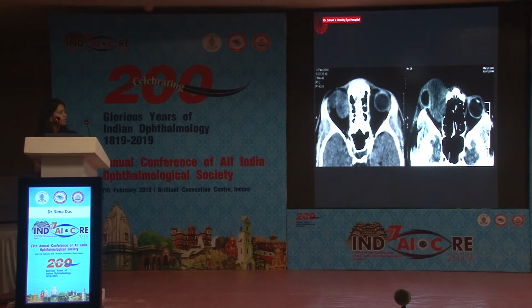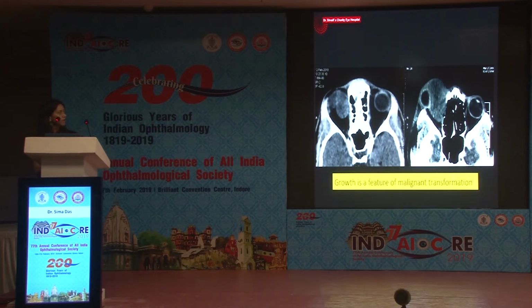Though it looks like a very well-defined lesion, there is no bone destruction, but with this kind of growth, we need to suspect a malignancy. So growth is one of the features of malignancy, and if we have to take care of this lesion, how are you going to do it? Are you going to do an incision biopsy, or an excision biopsy for this tumor? What should be the plan?